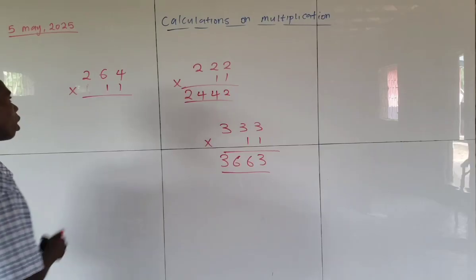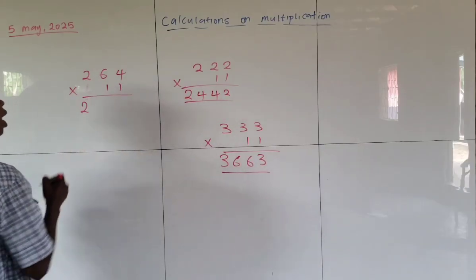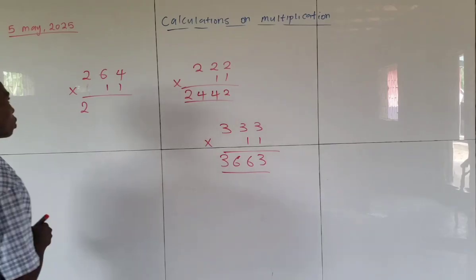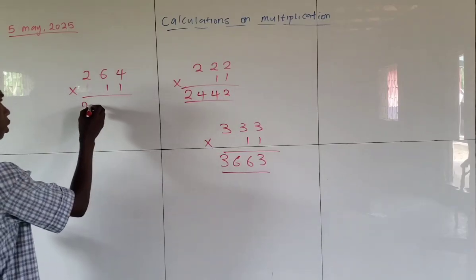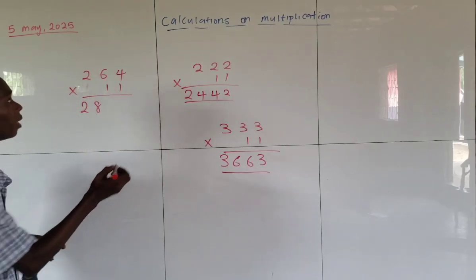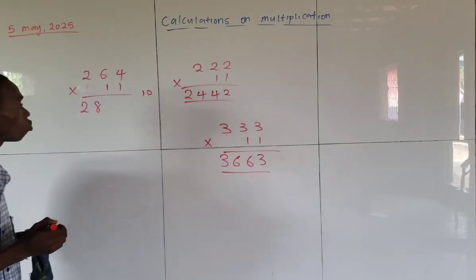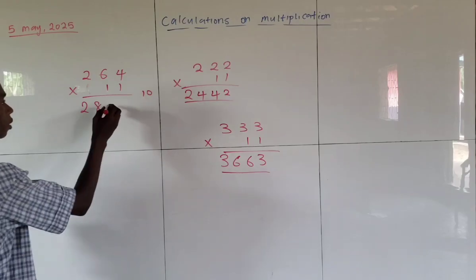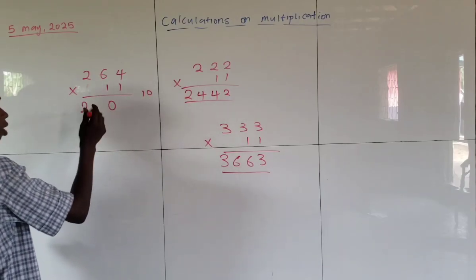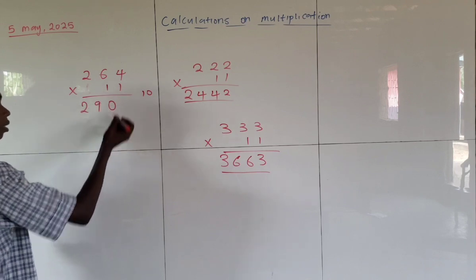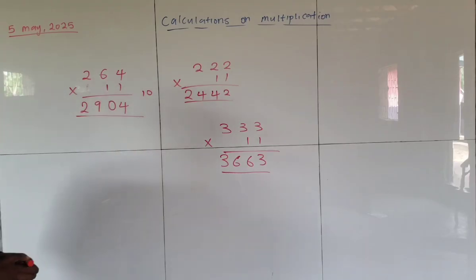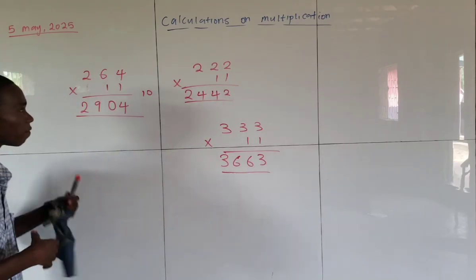Now, this 2 also will just come down, and then 2 plus 6 will give us what? Will give us 8. So you bring down your 8, and then 6 plus 4 will give us what? Will give us 10. Yes, 10. So what we need to do is that we put the 0, then carry this 1 to the next number here. It will now change to what? 9. And then this other 4 is coming down. So this is your answer. 2,904. Very simple as that.